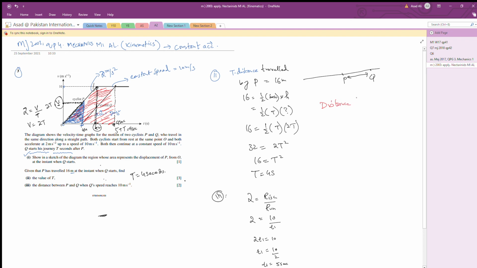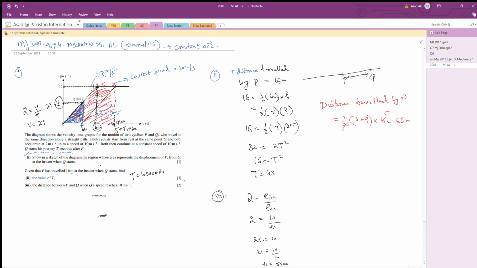Distance traveled by P is 1 over 2. Now from here to here, this is one parallel side, this is the other parallel side. So that is 9 minus 5, which is 4, and the other one is 9. What's the height? The perpendicular height is 10. So I got here 1 over 2, 13 into 5 is 65 meters.